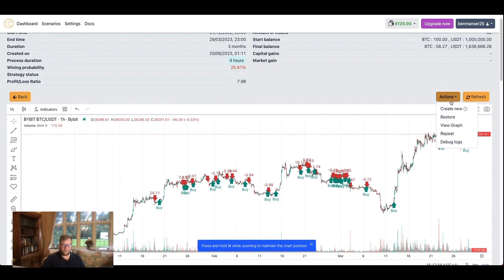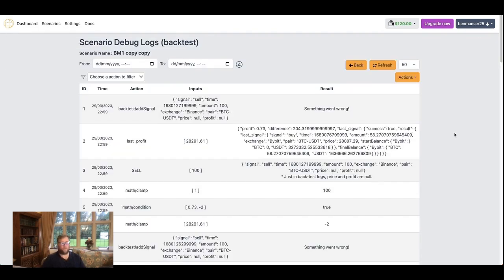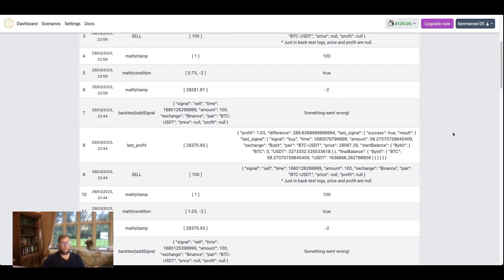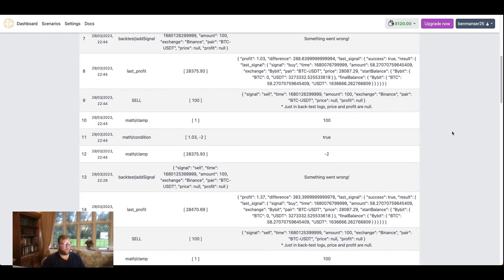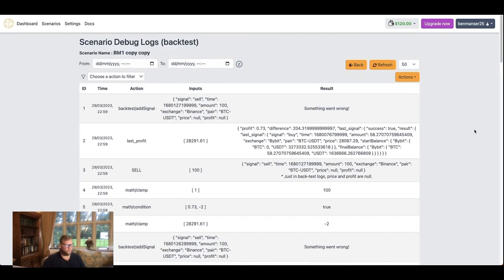And if I come back to the actions, if you really want to look under the hood and find out what happened on a signal by signal basis, you can see the output of the individual blocks within the platform itself. We call it debugging, but we'll go into that in a separate video.